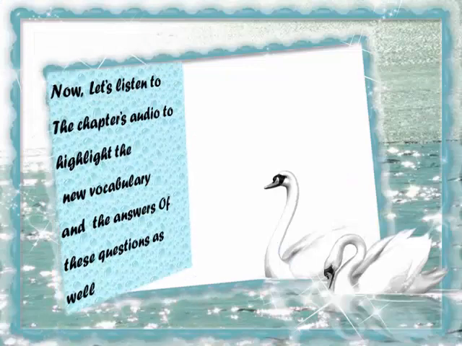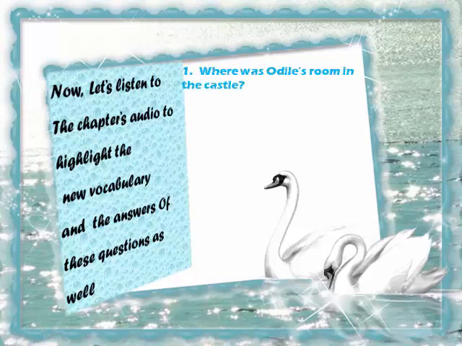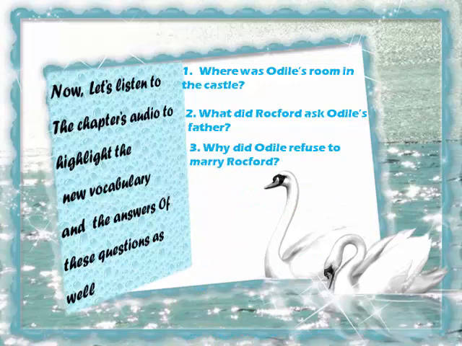Now it's time to listen to the audio, but before listening, you have two tasks to know about. The first task is to highlight the new vocabulary. The second task is to answer these questions. Where was Odile's room in the castle? What did Rockford ask Odile's father? Why did Odile refuse to marry Rockford? And why did Rockford's face change?